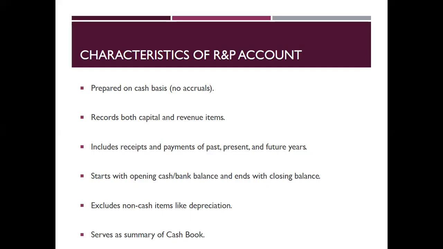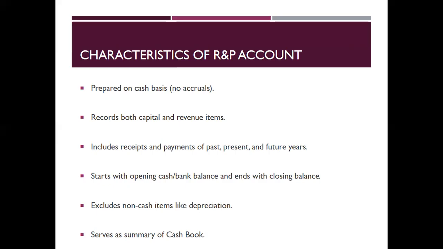And then the second characteristic is that records for both capital and revenue items should be recorded under our receipt and payment accounts. Both the capital, like the amount you have at hand, and also revenue generated. Revenue generation should be what is added into our profit and loss account. Bear it in mind, revenue generated and capital.